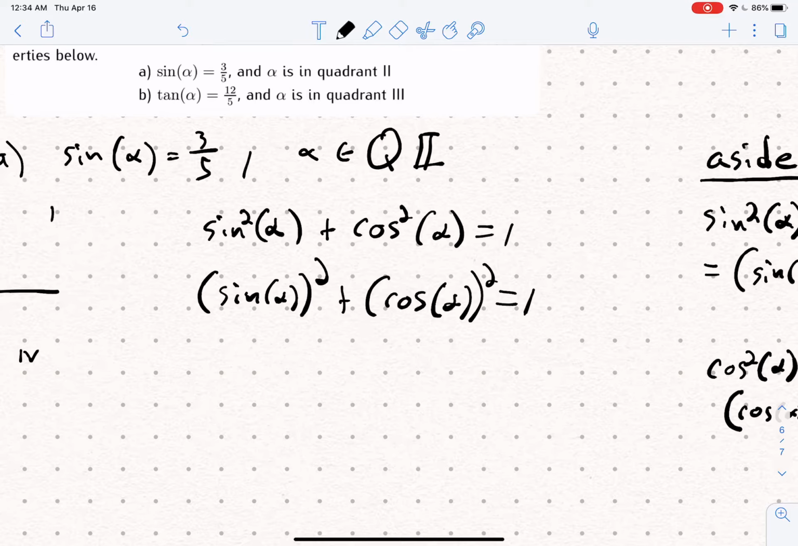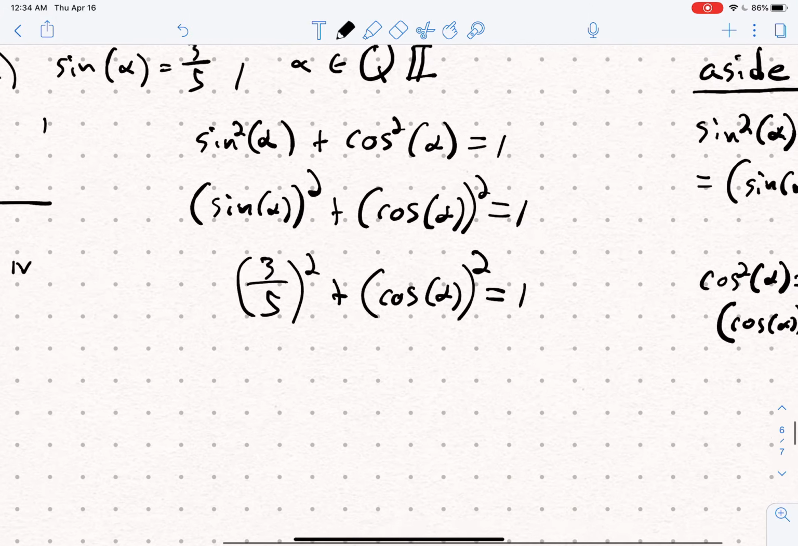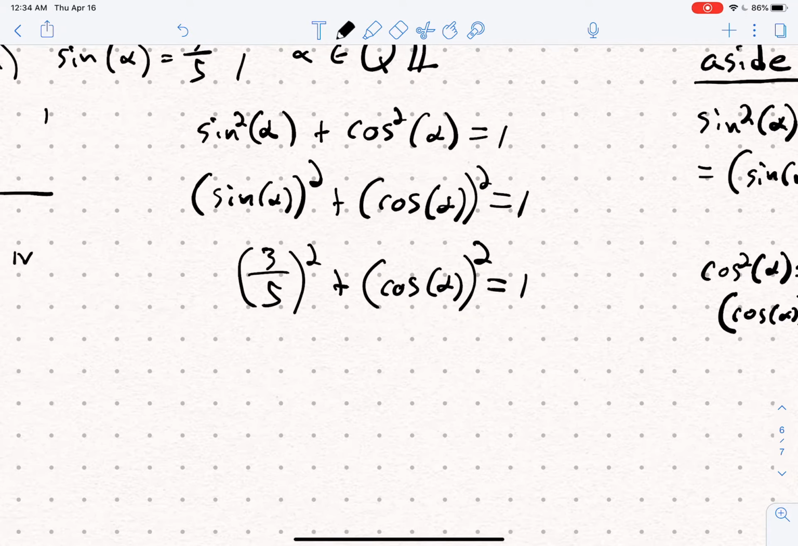Now, we're given in this problem that the sine of our angle is 3/5. We don't know what the angle is. We know it's in quadrant 2, but what we do know is that its sine is equal to 3/5. So let's plug that in here. Sine of alpha is 3/5, so this is 3/5 squared plus cosine of alpha squared equals 1. Now, this we can simplify. The 3 over 5 squared, we can square the top and square the bottom. That gets you 9 over 25 plus cosine of alpha squared is equal to 1.